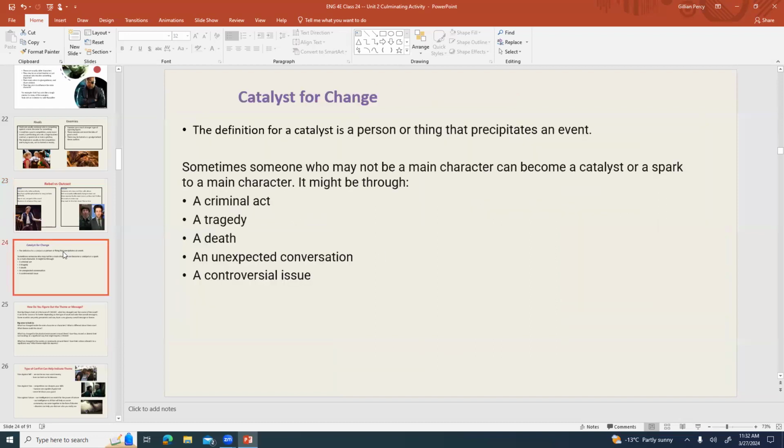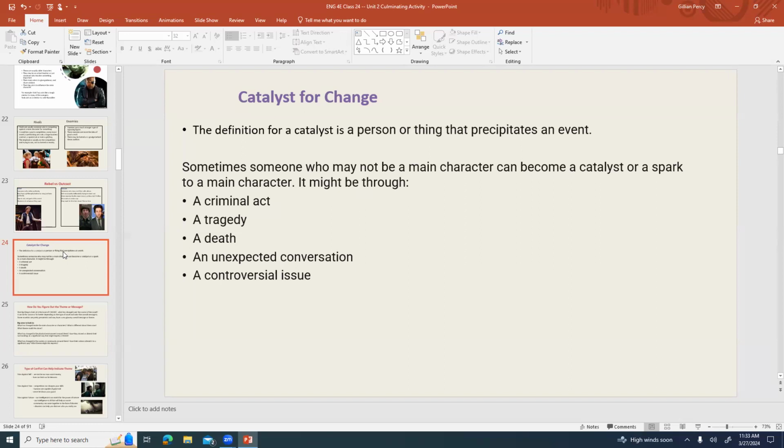Okay. The last one, I was trying to think of how to phrase this. A catalyst for change. A catalyst is a person or a thing that precipitates an event. In this case, I was thinking about people. Sometimes there's a character, especially at the very beginning or at a major turning point in the novel, and they're a catalyst or a spark to a main character. They may not be somebody who appears in the entire novel. It just may be something that's really big and pivotal.